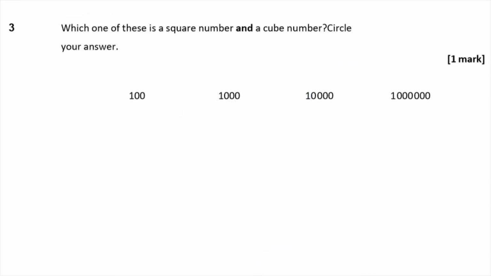Question 3. Which of these is a square number and a cube number? Circle your answer. Okay, well, I'm going to express these all as powers of 10 first. So 100 is 10 squared. 1,000 is 1 followed by 3 zeros, so it's 10 cubed. 10,000 is 10 to the 4. And a million is 10 to the 6.